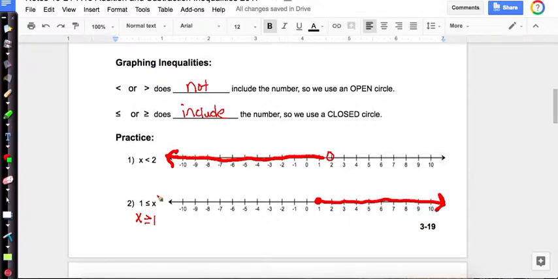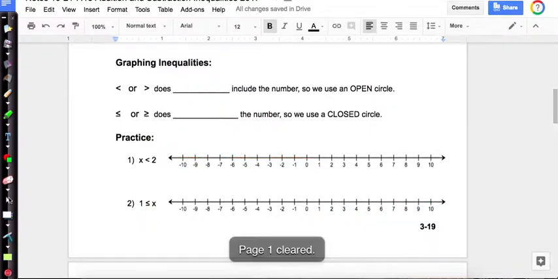So for shading purposes, I want the variable on the left, so I need to read it backwards when the variable is not on the left, like this. So read it backwards, x is greater than or equal to 1. Okay, now turn the page.